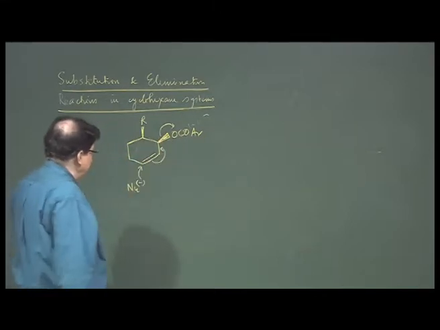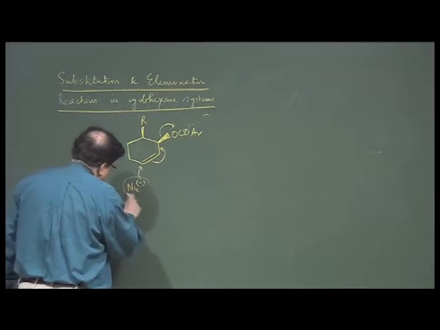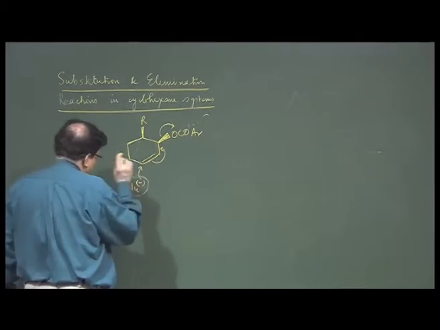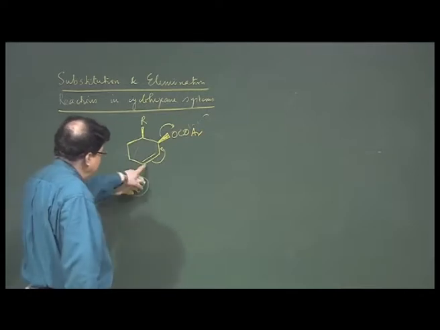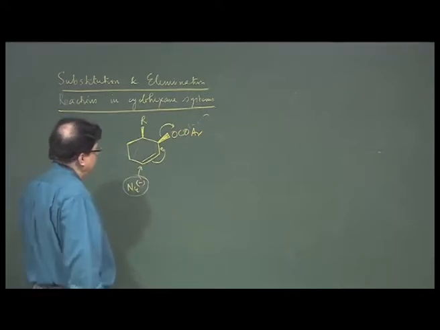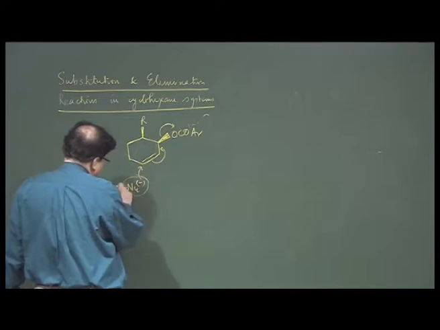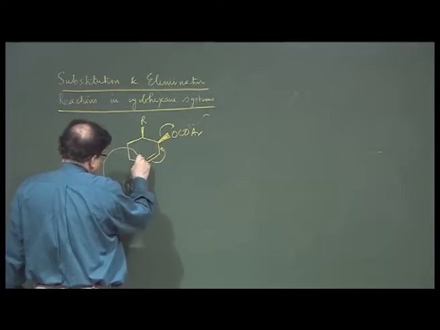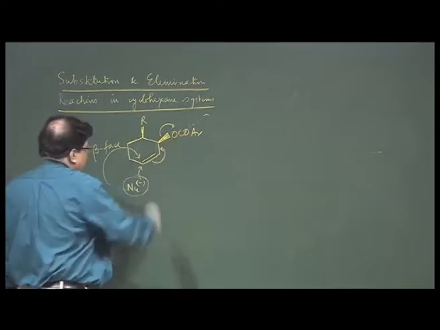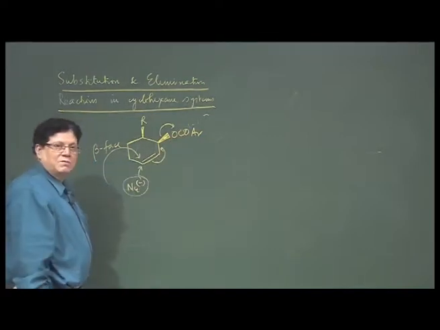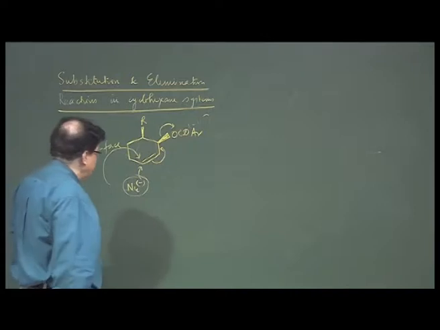In SN2 prime, the nucleophile attacks from the same side as the leaving group. Now, you can ask why is that? That means the nucleophile should attack from the beta face. Why beta face? Because the leaving group is also on the beta face. Now, the question is why?